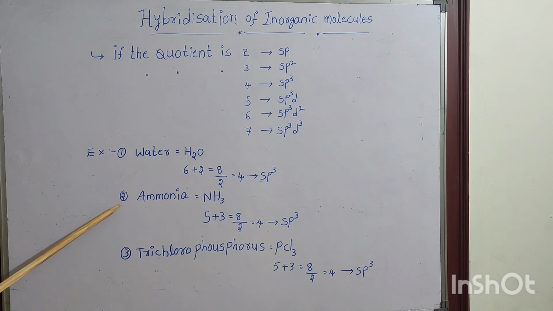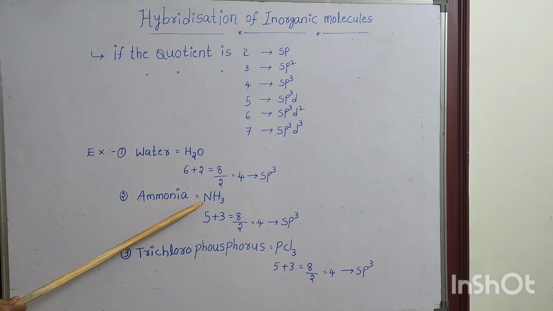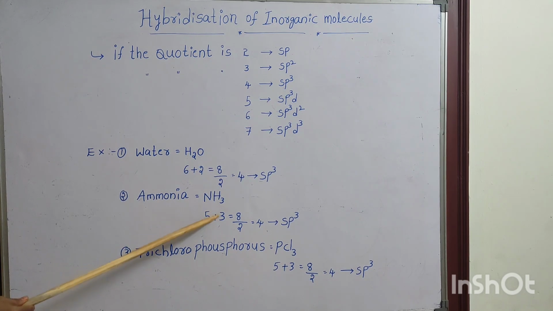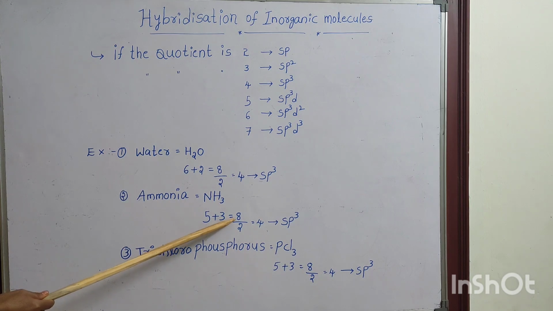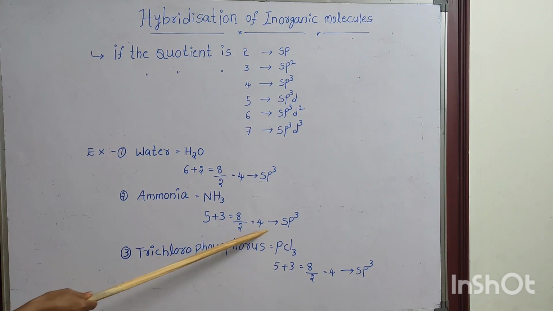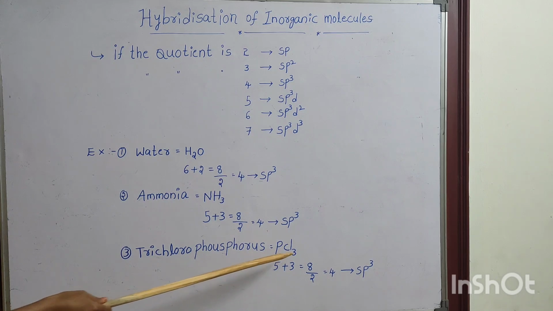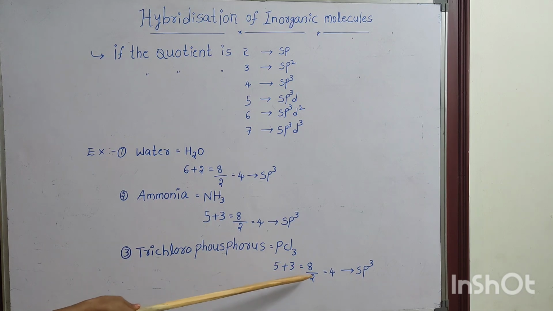Next example, ammonia. Ammonia formula NH3. Nitrogen belongs to 5A group element. So 5 plus 3 hydrogens, totally 8 divided by 2. We get the quotient 4, so sp3 hybridization. Next, trichlorophosphorus, PCl3. Phosphorus belongs to 5A group element. 5 plus 3 chlorines, 8 by 2. We get the quotient 4, sp3 hybridization.